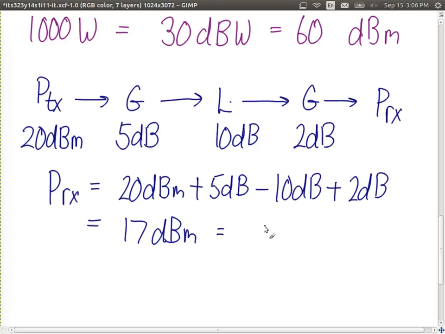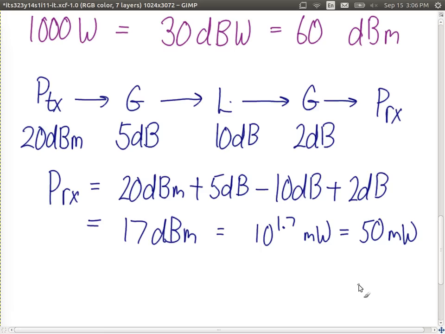Which is the same as, anyone have a calculator? 10 to the power of 1.7 milliwatts. Someone will solve that for me. About 50 milliwatts. 10 to the power of 1.7, why? 17 equals 10 log 10 of some number. Divide by 10, we get 1.7. The opposite of log is raised to the power, so 10 to the power of 1.7 is about 50 milliwatts.